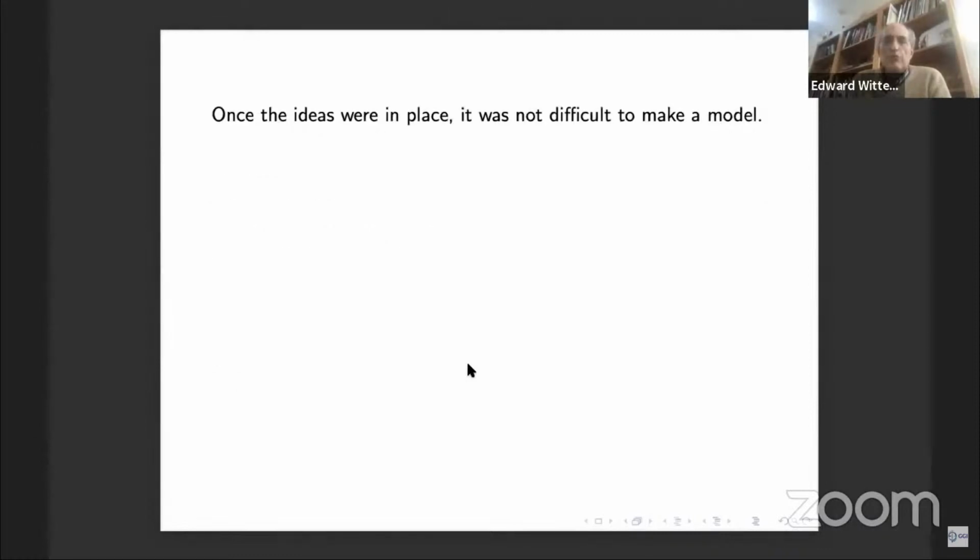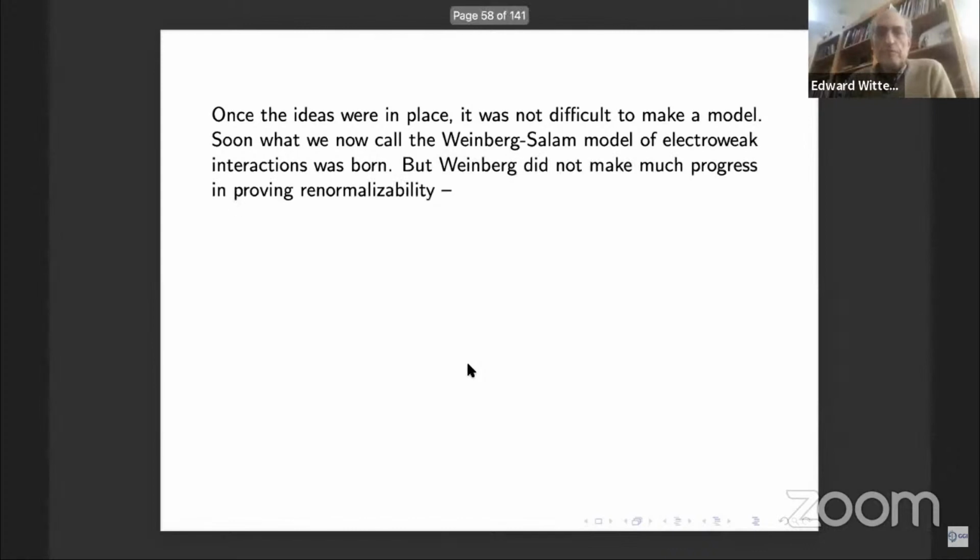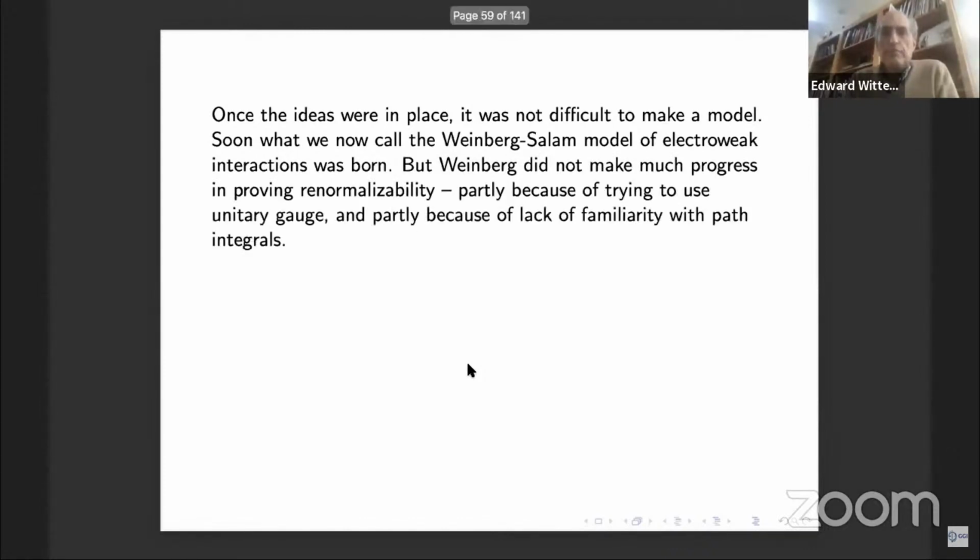Once the ideas were in place, Weinberg writes, it was not difficult to make a model. And soon what we now call the Weinberg-Salam model of electroweak interactions was born. Riccardo showed the Lagrangian in his talk. But Weinberg didn't make much progress in proving renormalizability.